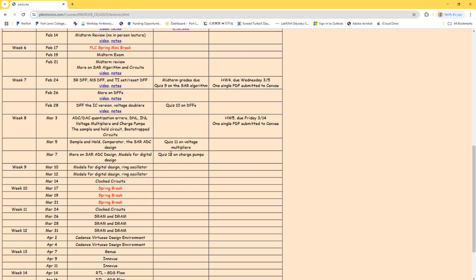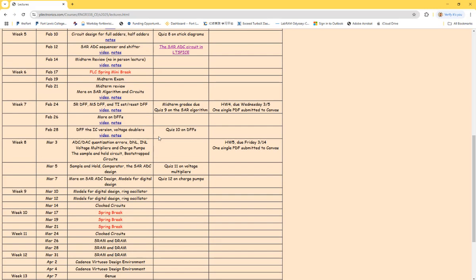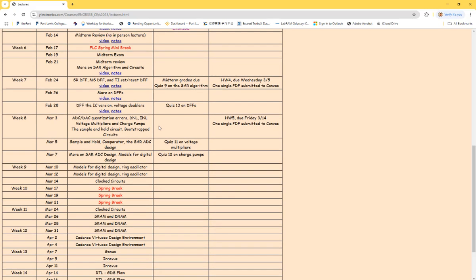All right, so we have two quizzes this week. One is on Wednesday, one is on Friday. And so the pretty important topics will be covered this week. So today we'll talk about the voltage multipliers, charge pumps, and the sample and hold circuit, which is a really classic and popular circuit being used for so many different things.